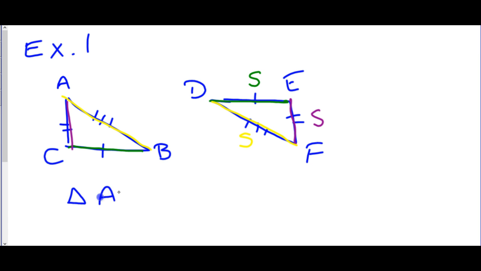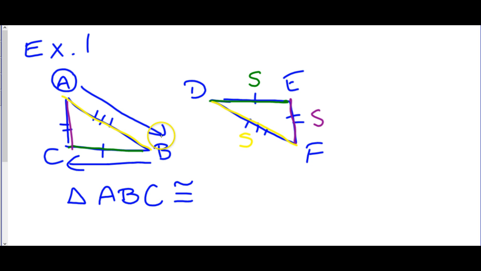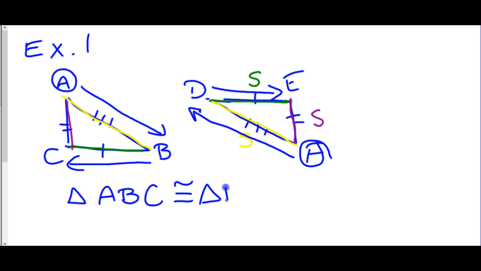So triangle ABC is congruent. Now I have to go in a certain order. I started at A, went to B, went to C. A went through the 3 lines, B to C went through the 1 line. So we have to go in the same order. I have to go through the 3 lines first, and then be able to go through the 1 line. So I have to start at F to go through the 3 lines, and then go from D to E to go through the 1 line. So this would be F, D, E. So those 2 triangles are congruent by side, side, side.